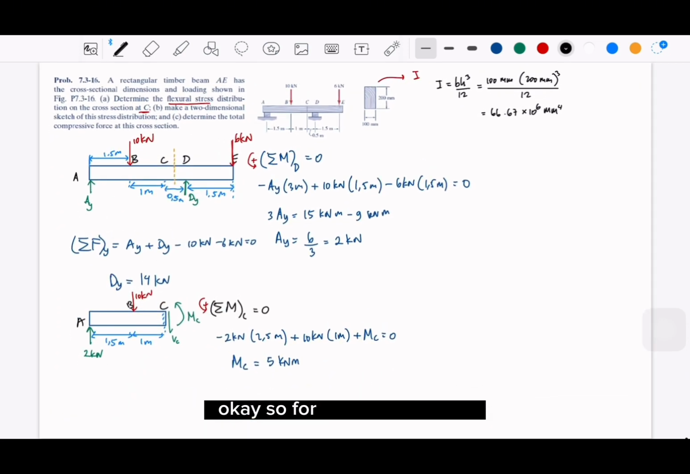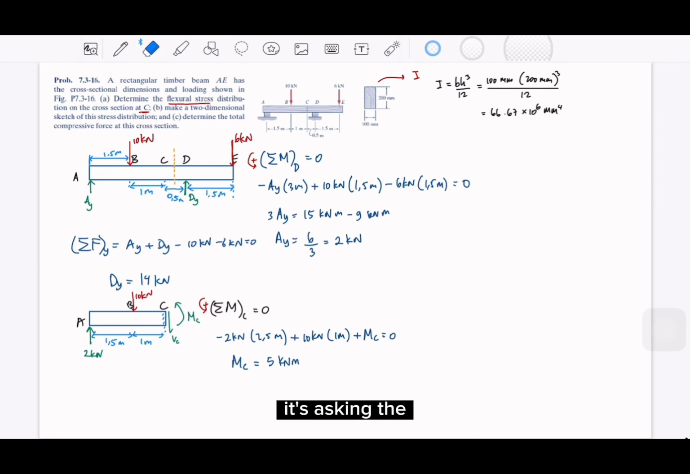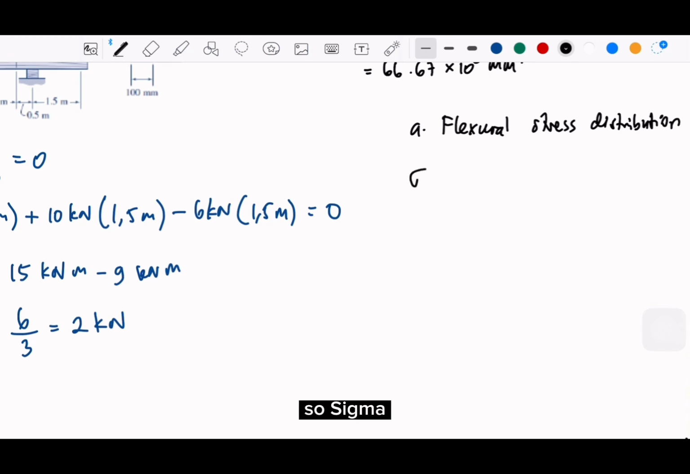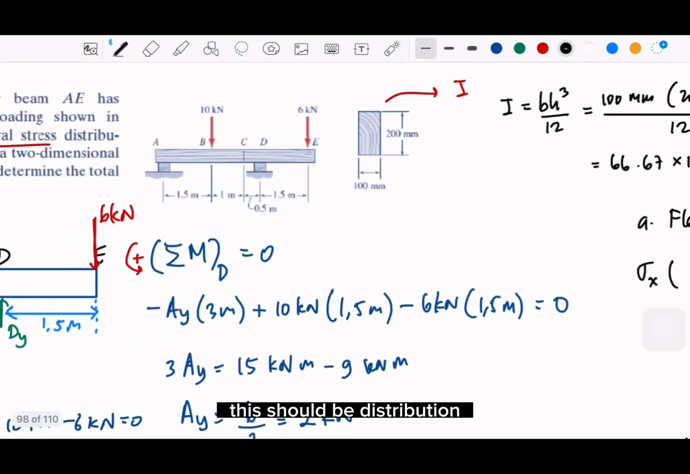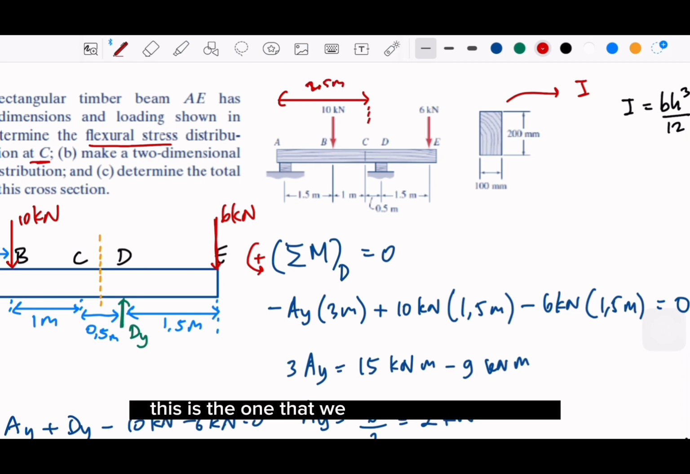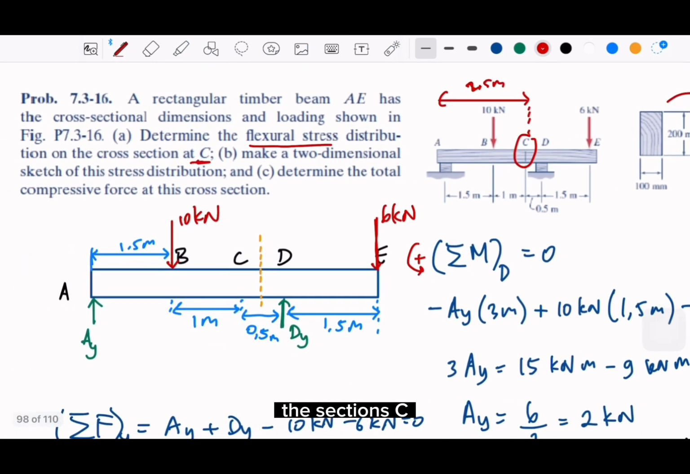Okay. So for the first question, it's asking the flexural stress distribution. So we could write down flexural stress distribution, sigma. This should be the distribution at x equal 2.5, right? So at this point C, this is 2.5 meter, right? This is the one that we are going to evaluate, the section C, right? Okay.